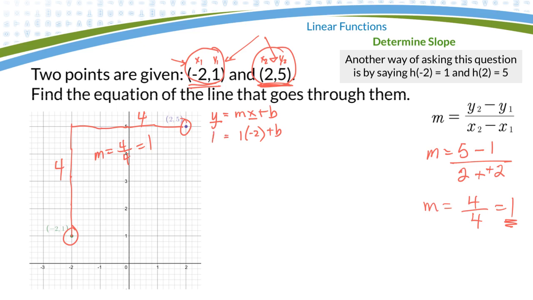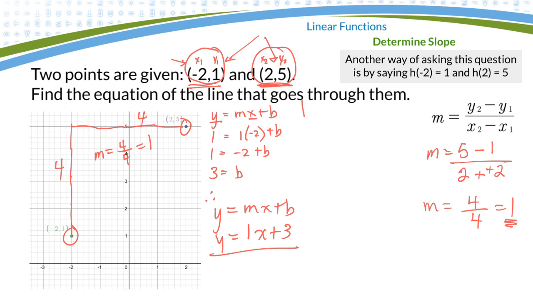Now I need to solve for b. 1 times minus 2 is minus 2. Add 2 to both sides. I come up with a y-intercept of 3. So therefore, my equation is y is equal to, let me just write the whole thing. So y is equal to, my slope is 1, x, plus my y-intercept is 3. That's what I come up with there.